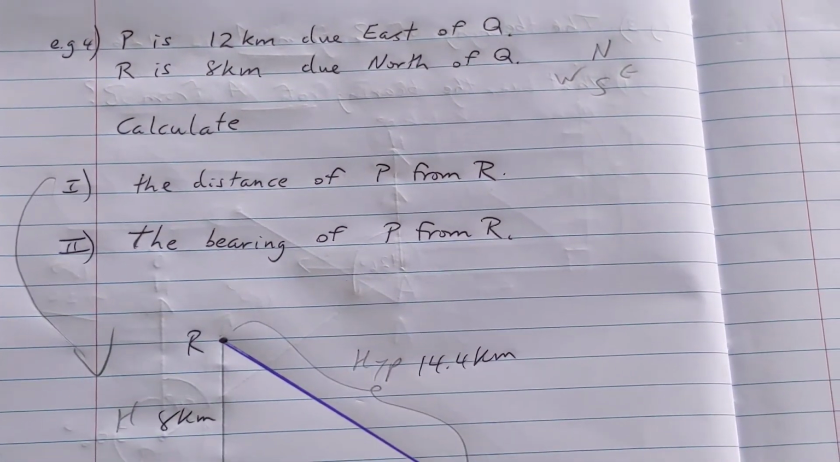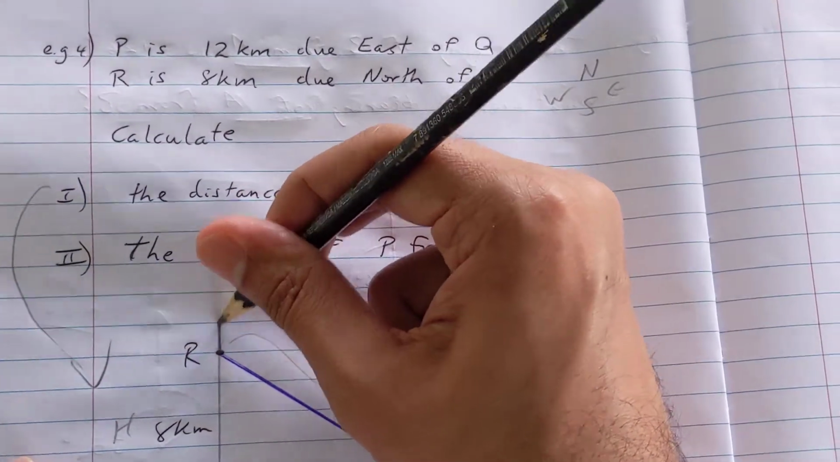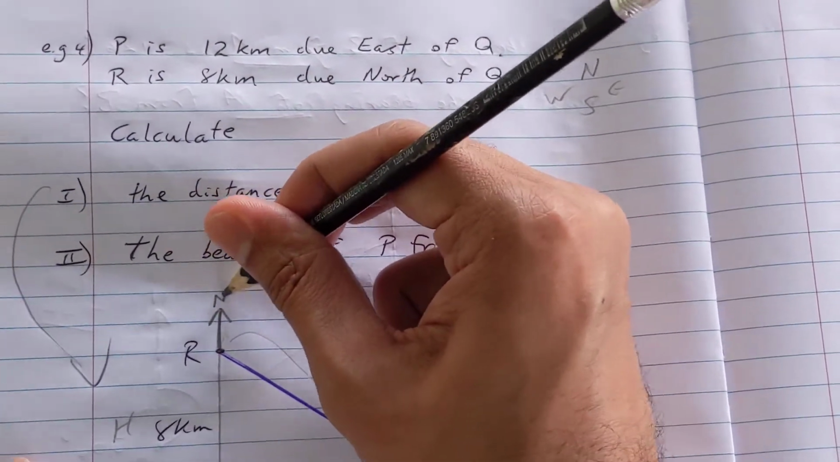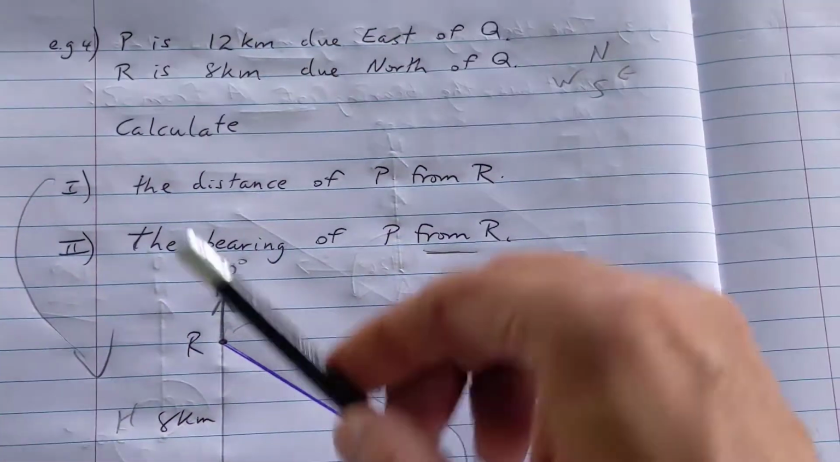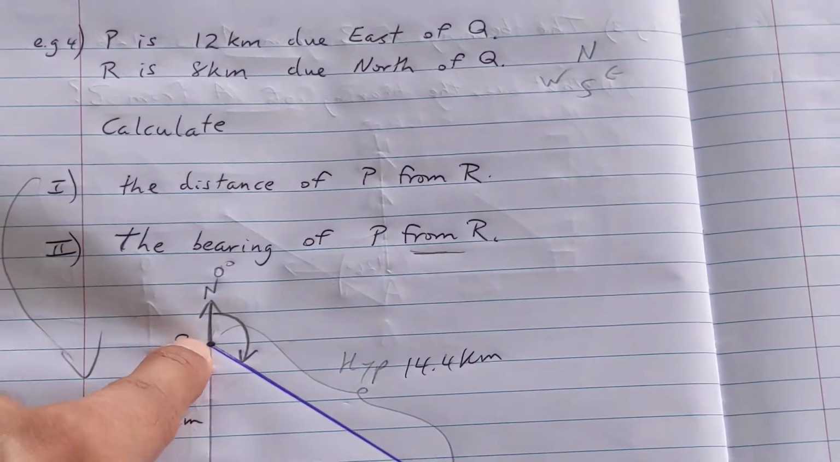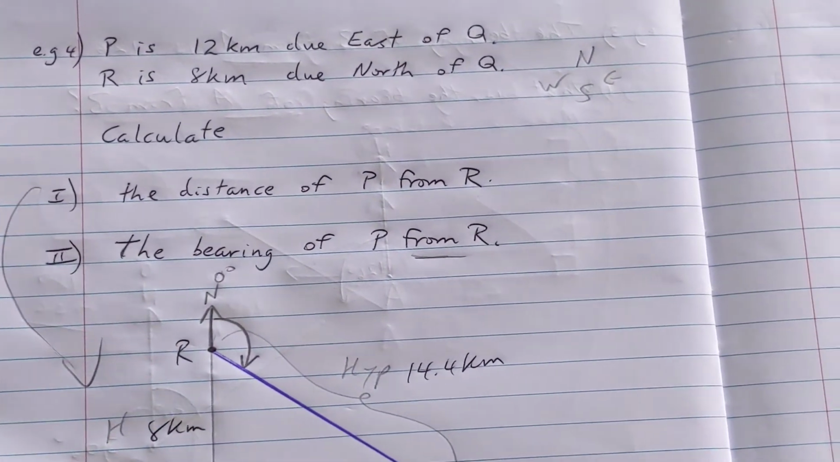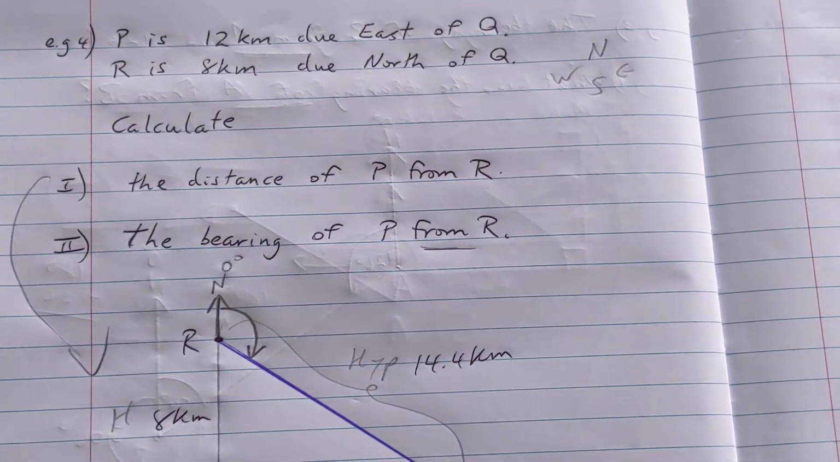So the bearing of P from R means at R. The first thing I'm going to do at R is draw my north line. That's my starting point, and I want to turn until I hit the line with P. So that means I really want this angle here, and just from the sketch you could realize the angle is more than 90 degrees but less than 180. How am I going to find that though? Because I don't have any direct way to find it.